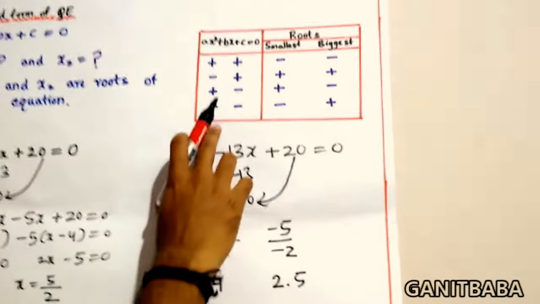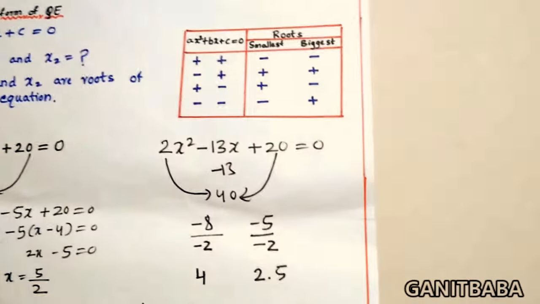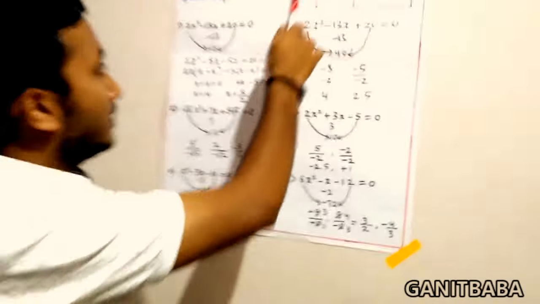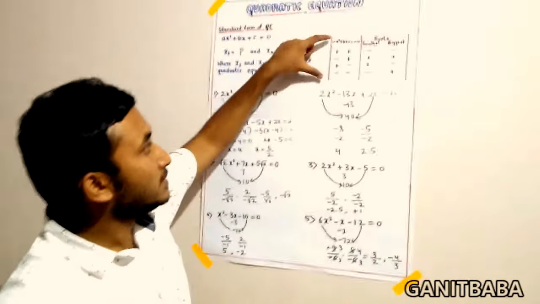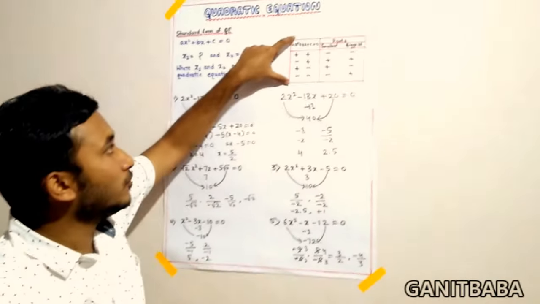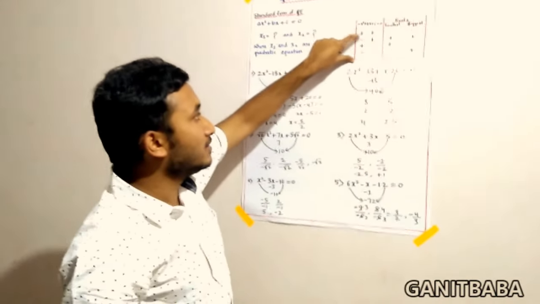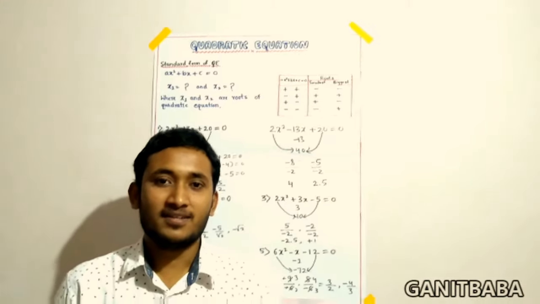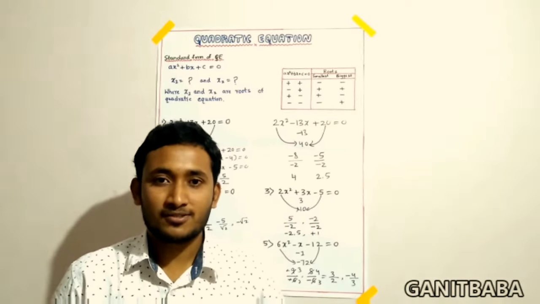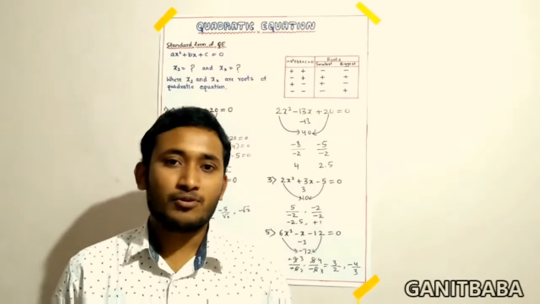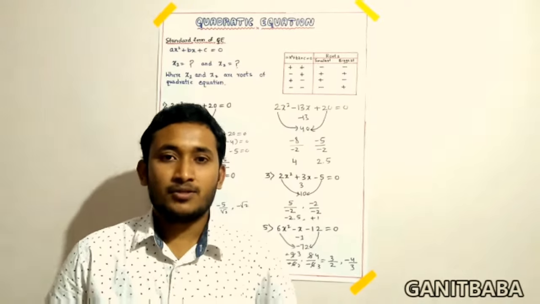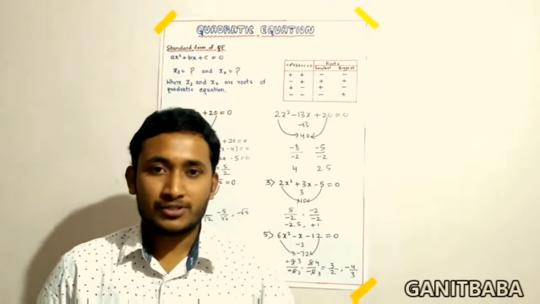Okay, as you saw in the problems, the table is verified. So this table plays a very important role. Note down this table and practice this table. I hope you people understood this concept. By solving more and more problems, you will be able to find the roots of the quadratic equation quickly using this method.